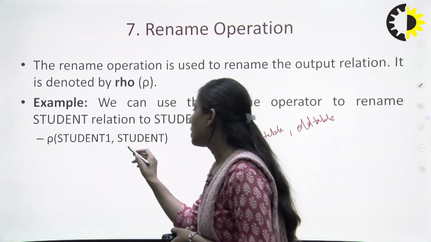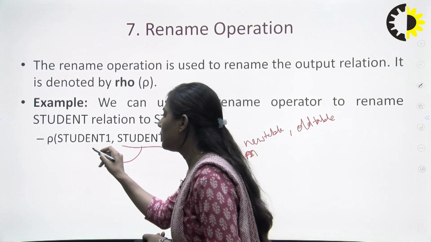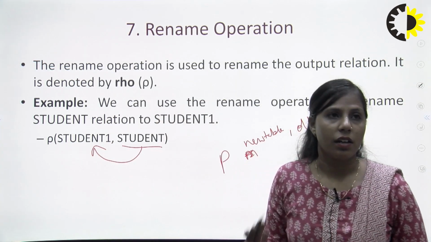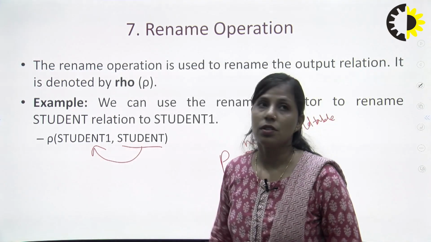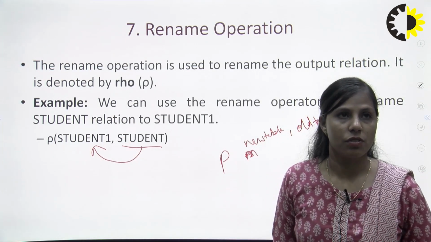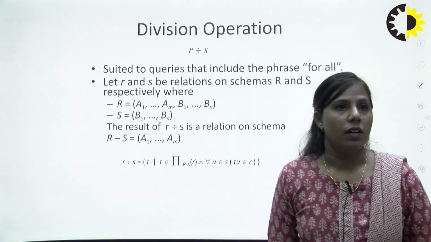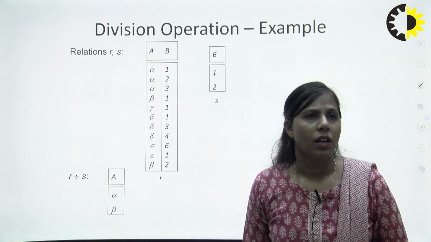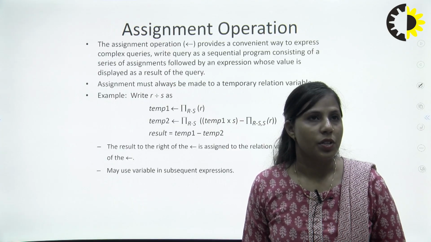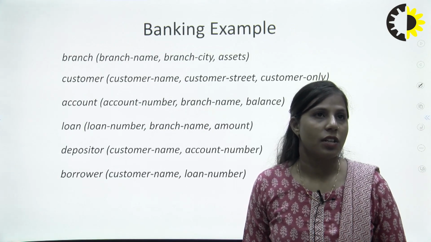Firstly, the table was named student. Now we mention student one. We can rename it to student one. So this is how we have used the rename operation. So these are the various operations of relational algebra. One more is the division operation. So these are the various operations which we use in relational algebra.